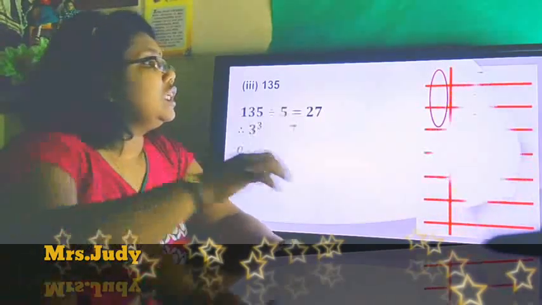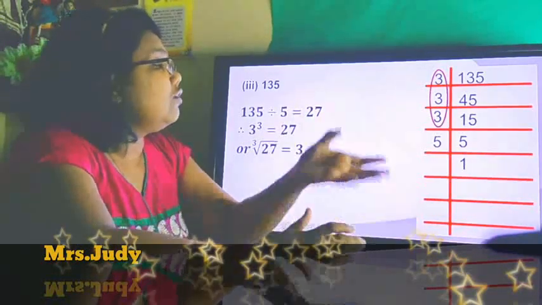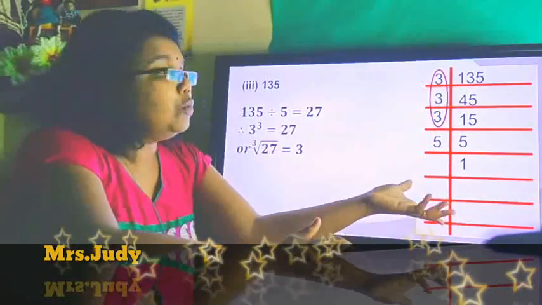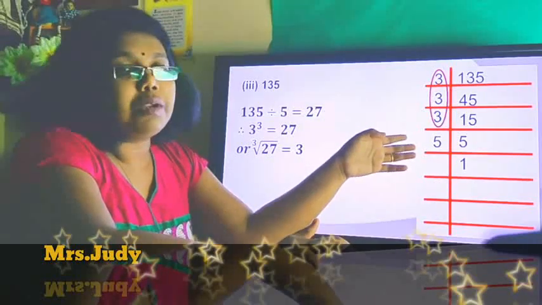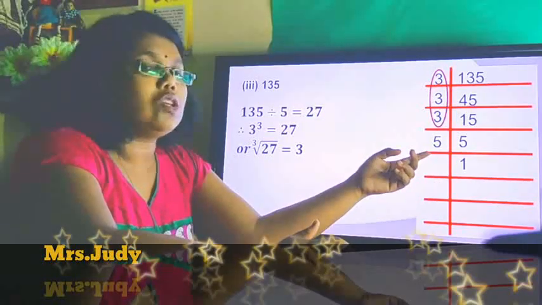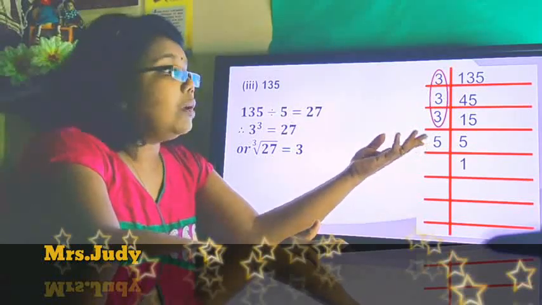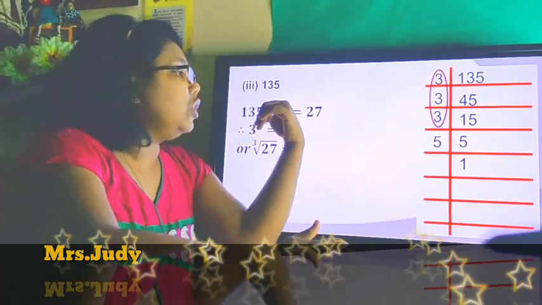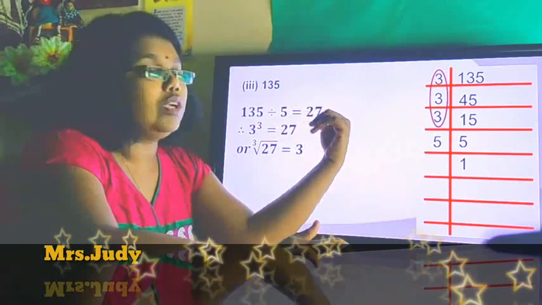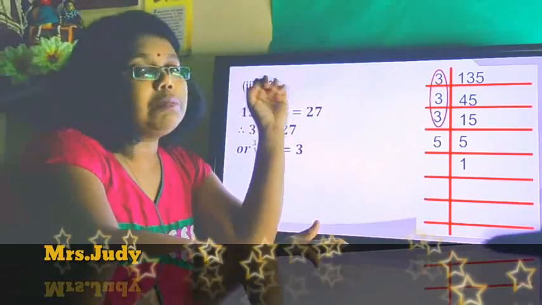Next, 135. Now 135 is not a perfect cube, as already mentioned. So we do the prime factorization, and we see that 5 is alone. It doesn't have any group. So we remove the 5 by division. When you divide 135 by 5, you get 27. And 27 is a perfect cube.